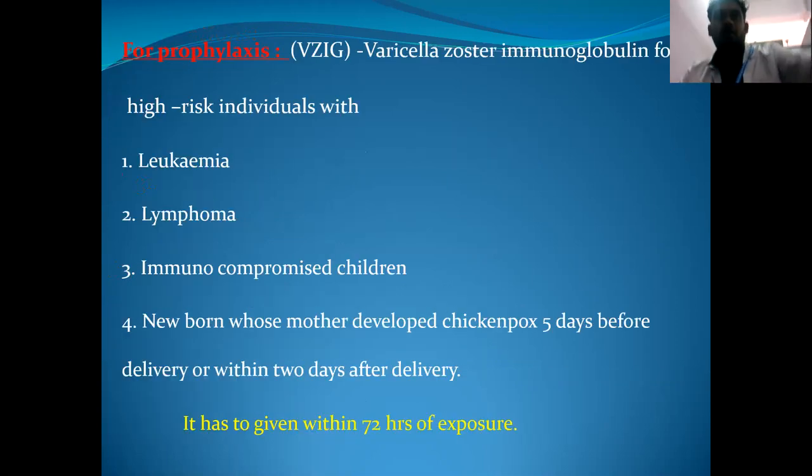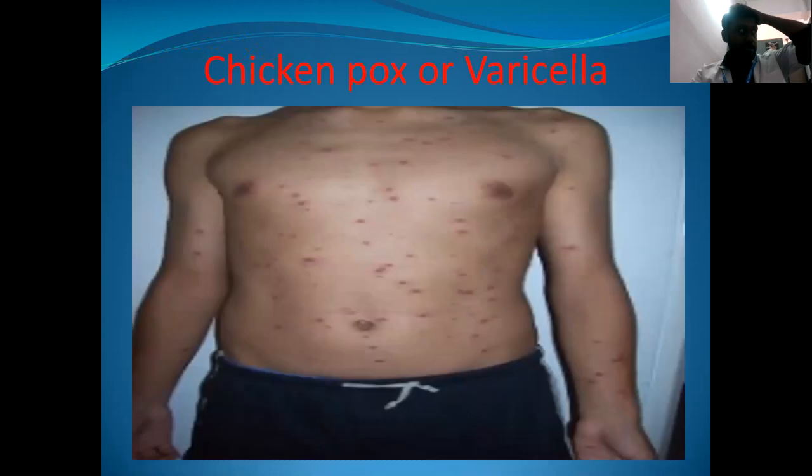So for prophylaxis, we can also consider giving the varicella zoster immunoglobulin. Who are all the indications for varicella zoster immunoglobulin? One is people at high risk, such as people who have leukemia, lymphoma, and immunocompromised children, and also the newborn whose mother developed chickenpox 5 days before delivery or within 2 days after delivery. One important thing about giving the prophylactic varicella zoster immunoglobulin is that it has to be given within 72 hours of exposure to the chickenpox patient.